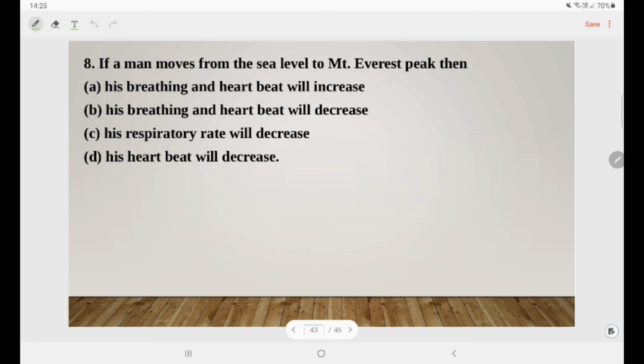Next question is, if a man moves from sea level to Mount Everest peak, then. So if the man moves from sea level to Mount Everest, first of all the atmospheric pressure will decrease, which reduces the oxygen level in the atmosphere, and because the oxygen level decreases, his breathing will definitely increase, and when the breathing increases, the pumping of the heart will also increase, and that is why the heartbeat also will increase. So in that manner, option A will be the appropriate answer for this particular question.